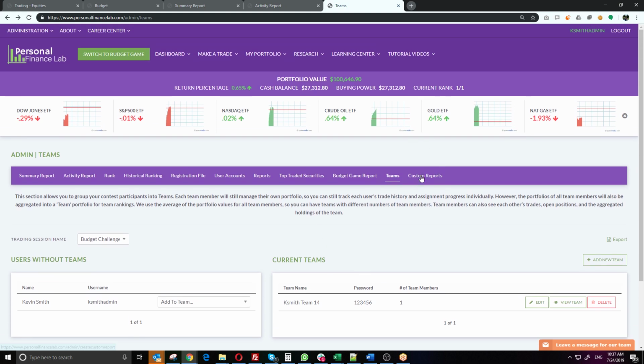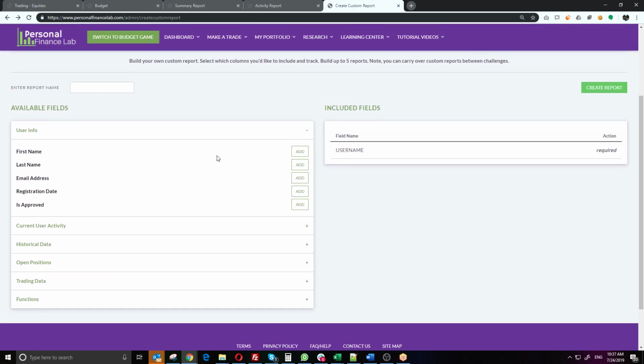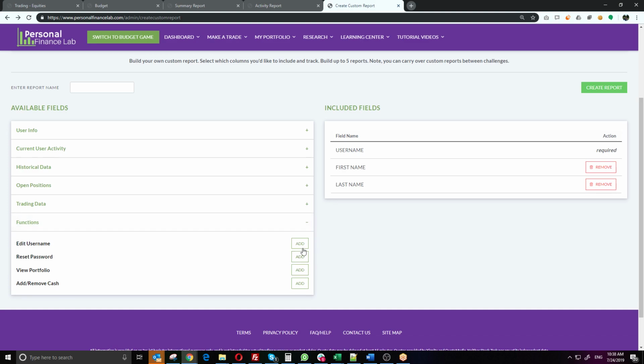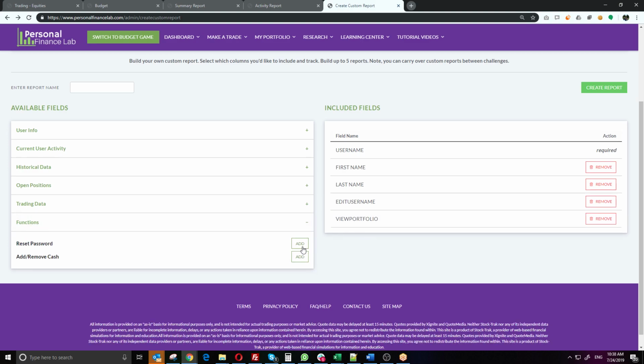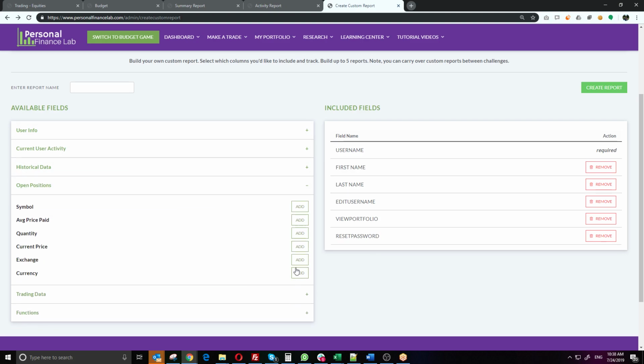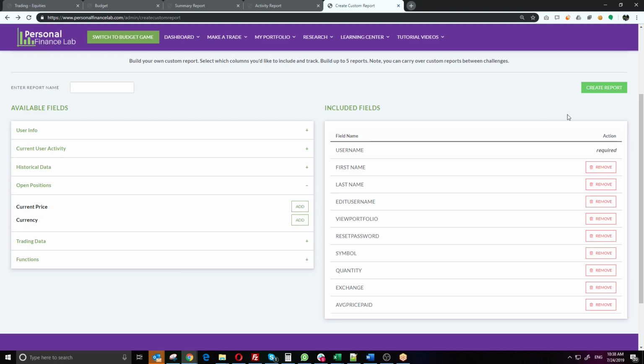This last tab here is called Custom Reports. The teachers can build their own reports. So if they want to see data in some way that we don't have pre-built for them, they can do it. They can see their students' username, first name, last name. I want a button to reset their password, view their portfolio, and edit their username. And I want to see the stuff about their current open positions. So create that. Oh, I need to give a name.